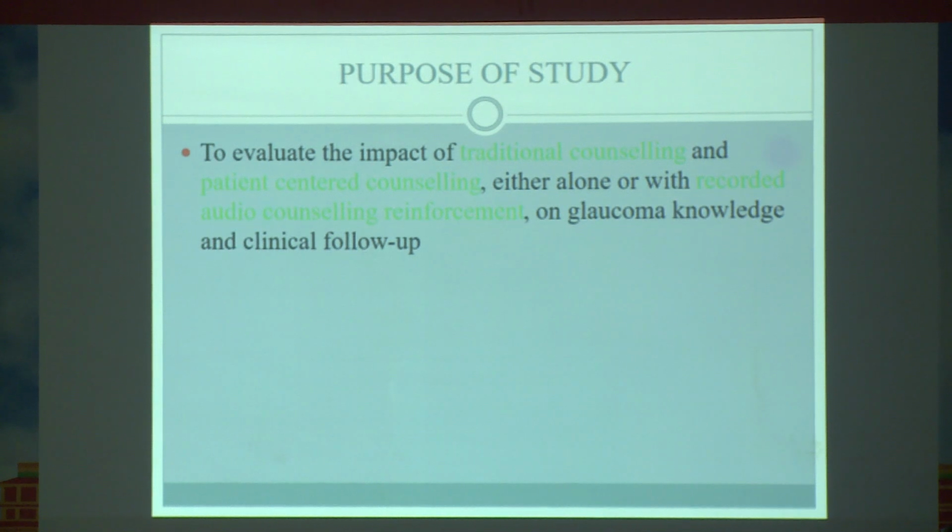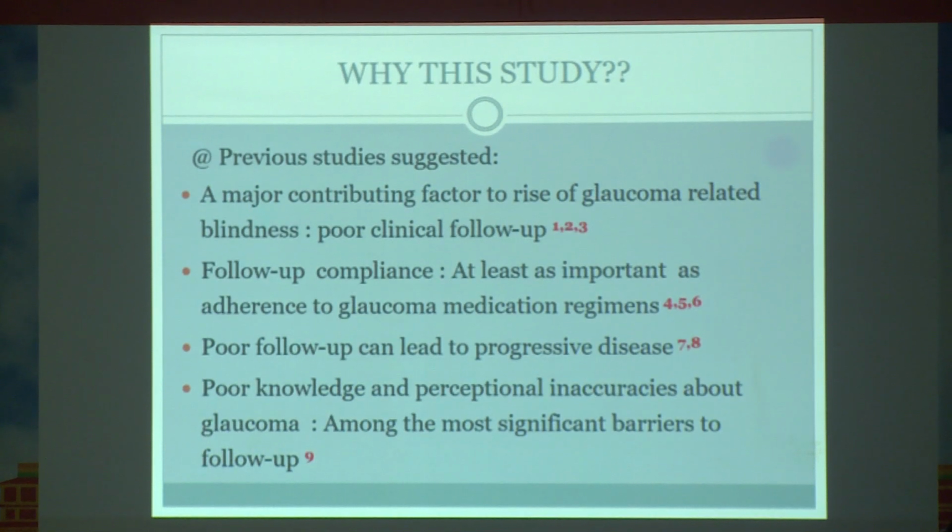The purpose of the study was to evaluate the impact of traditional counseling, which every one of us does. Then there was patient-centric counseling in which a patient was given a separate room with one counselor, and we have some photos and pictures to make him or her understand. And then along with the patient-centered counseling, there was a third way in which we gave some audio reinforcement also, to explain the disease process and what happens if she doesn't do the follow-up. So what was the need of this study?